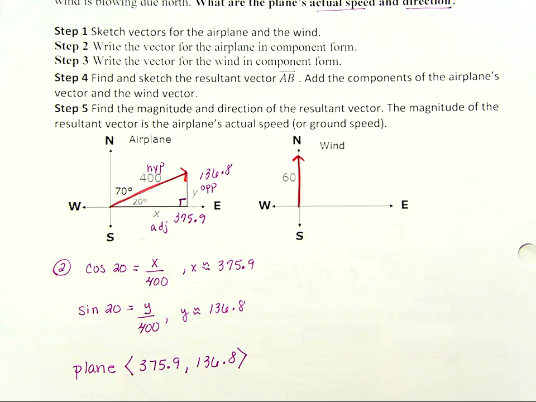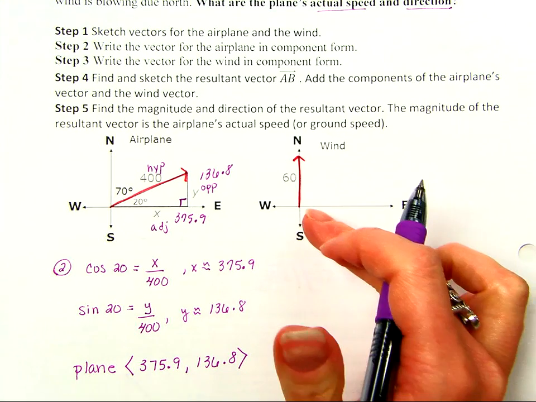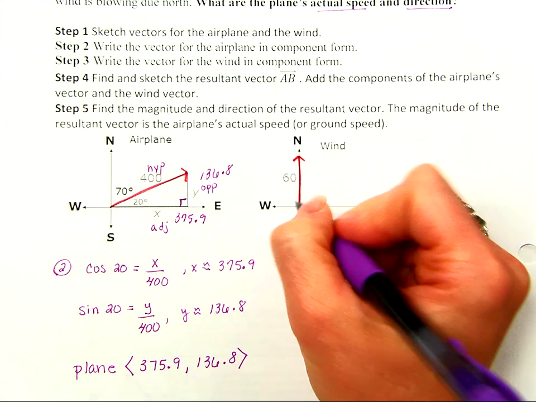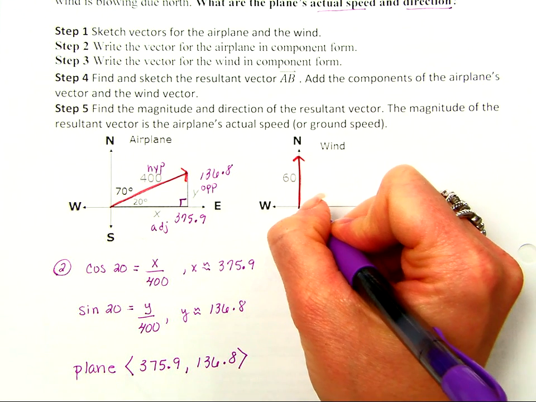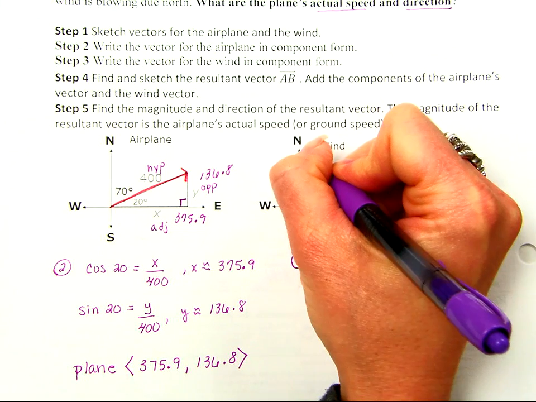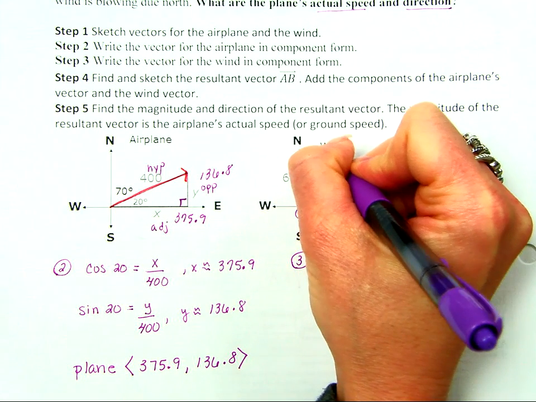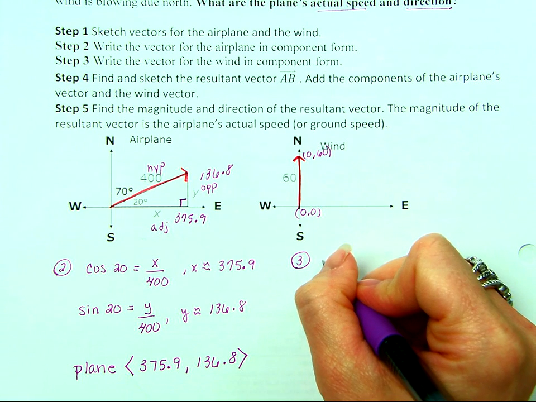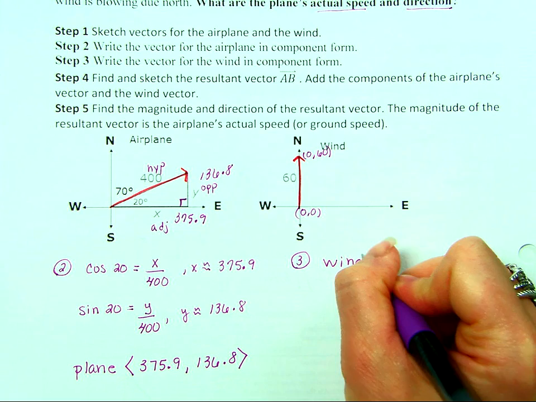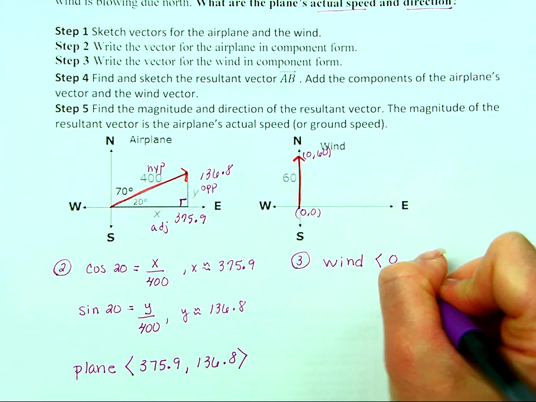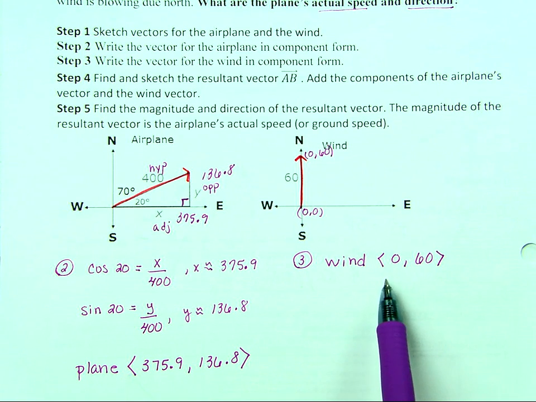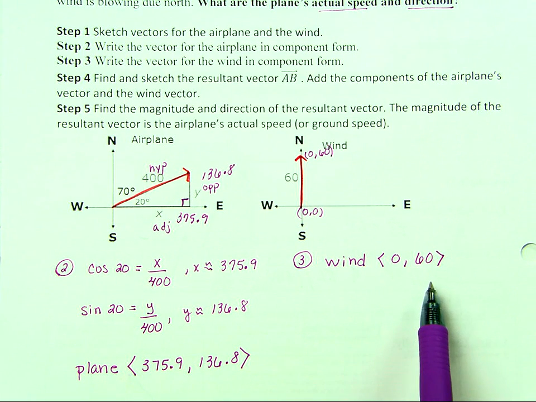Now I want to take a look at writing in component form for the wind. Step number 3, writing for the wind. Here I am at 0, 0, and here I am at 0, 60. For my wind, would you agree we have 0 horizontal change and it is all vertical change? In component form, I would just have 0, 60.